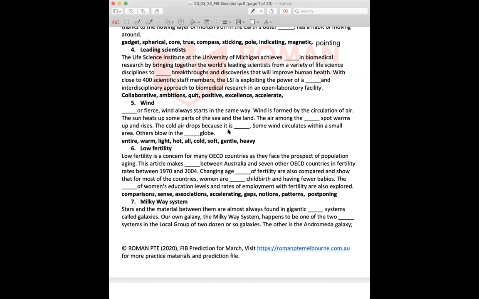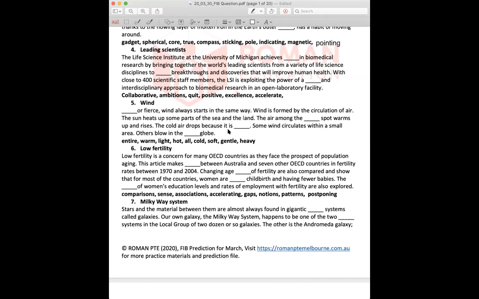Now let's go for six. This article makes between Australia and seven other OECD countries in fertility rates between 1970 and 2004. Makes. Now look at all the options. Which of these options can we make? Make comparison, make sense, make association, make accelerating, make gaps, make notions, make patterns, make postponing. Out of all these, I think only two words often come with make. They are make comparisons and make sense. So, this article makes sense between, or this article makes comparison between. Of course, comparison is the better one because makes comparison between is the complete collocation. You are comparing Australia with other OECD countries.